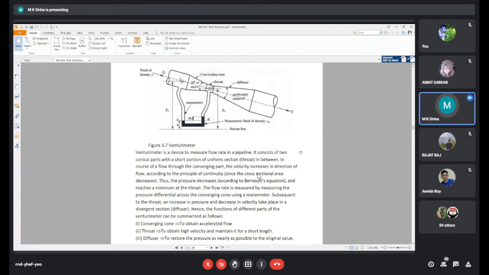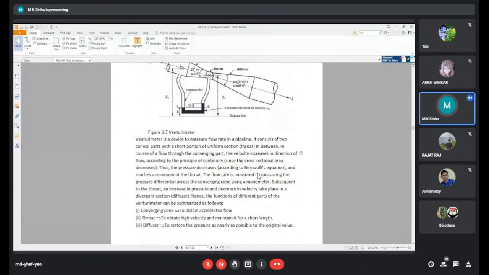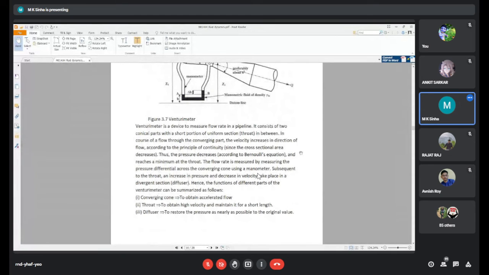And it is built up in the machine or in the manometer design where the converging force connects. Then the question arises, what is the role of the diverging section? Subsequent to the throat, an increase in pressure and a decrease in velocity take place in the divergent section.